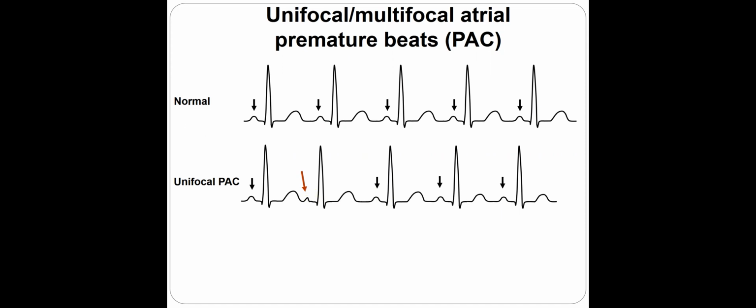How do we know that it's from the atrium? Because that's a P that's located in front of the QRS complex. So the impulse is propagated from the atrium to the ventricle. This is how we know.